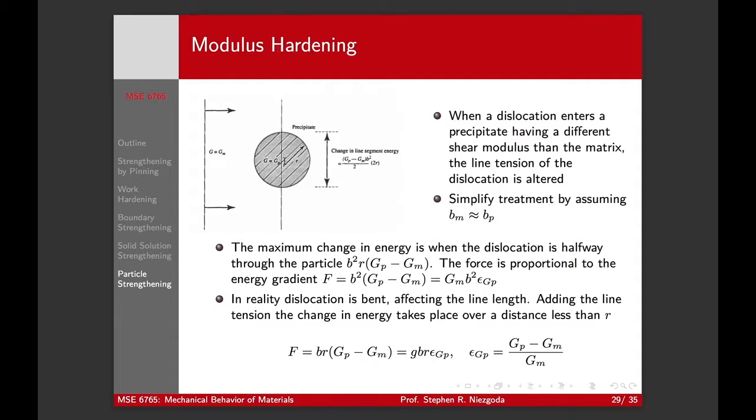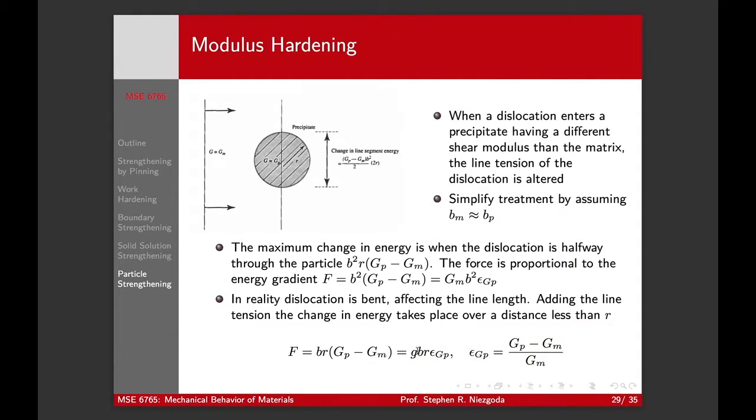Okay, but in reality, the dislocation doesn't stay straight. The dislocation is bent, right? So the dislocation starts to bow around this, and then it cuts through. So it's really an arc. So the greatest area of dislocation line is slightly less than the radius of the particle. And if you correct for that, you end up with a slightly different form, right?